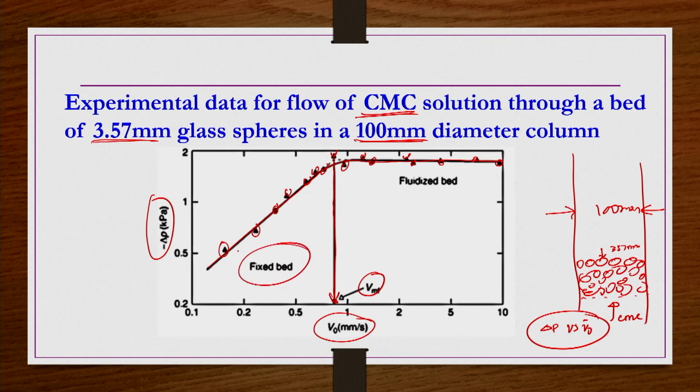Below the minimum fluidization velocity, the bed behaves as a fixed bed, where the pressure drop increases with the flow rate. Beyond the minimum fluidization velocity, the bed behaves as a fluidized bed, where the pressure drop remains constant, or remains independent of the superficial velocity of the fluid.